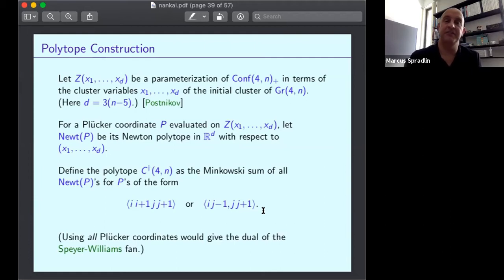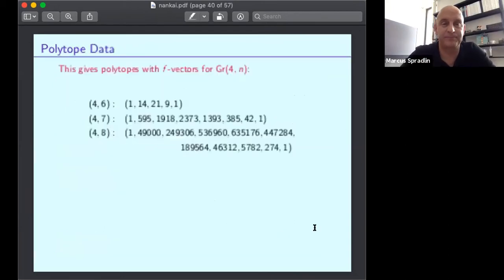We found that a smaller polytope seems sufficient to describe certain features of 6, 7, 8, and 9 particle amplitudes. So we basically want to see what's the smallest polytope we can get away with for now. And if we need a larger, more intricate one, we'll turn to that in the future. But a good candidate seems to be one that's slightly smaller, or more coarse, than the Spire-Williams polytope. And it only involves taking the Plücker coordinates of the form that I've written here.